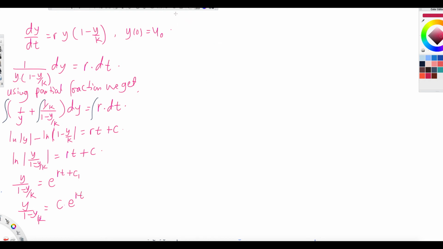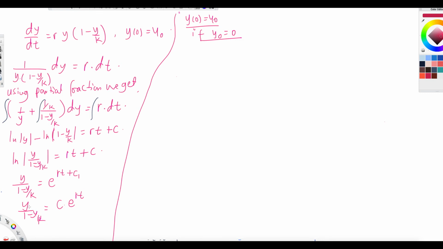Now I'm going to use the initial condition there. So what is the initial condition? Y at 0 equals y0. We will use this, but what will happen if y0 equals 0? Then in that case, c will be 0, right?